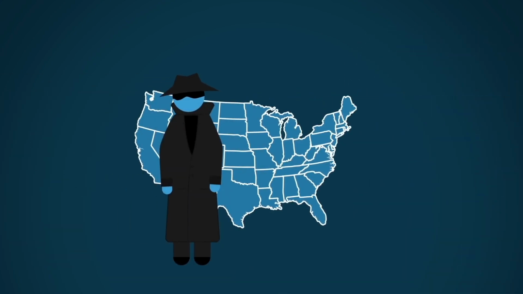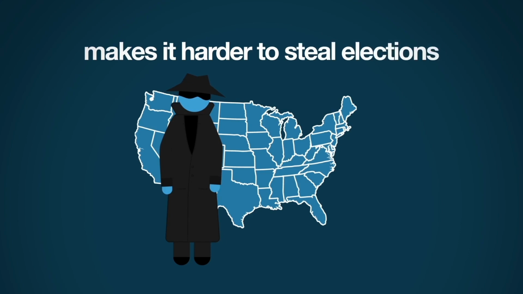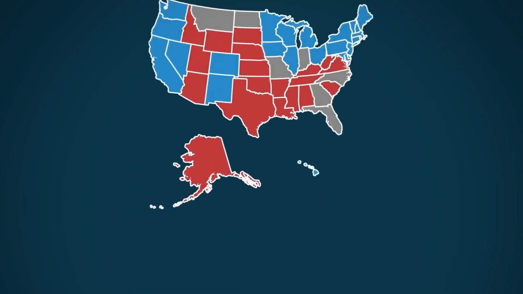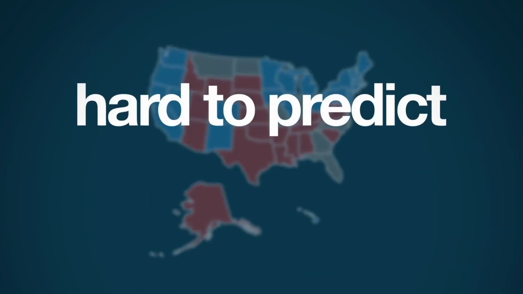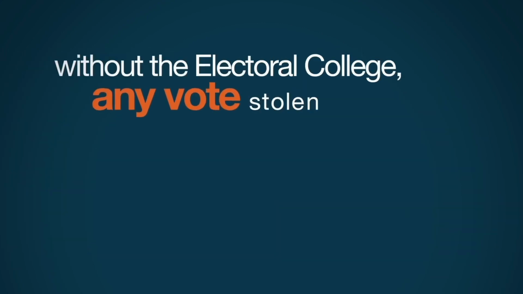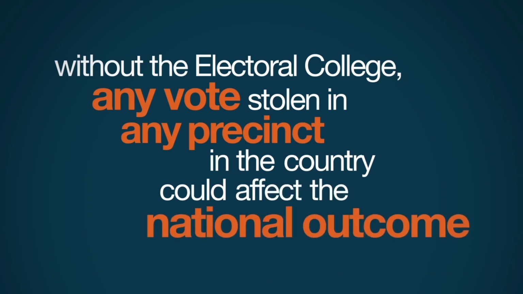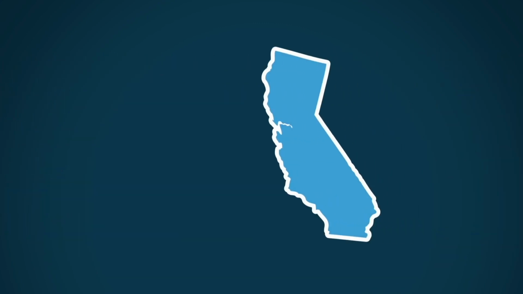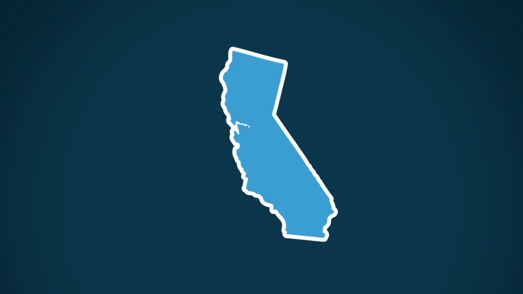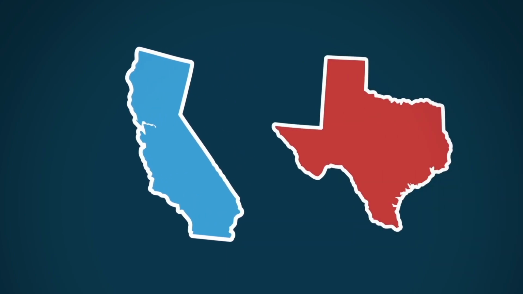The Electoral College also makes it harder to steal elections. Votes must be stolen in the right state in order to change the outcome of the Electoral College. With so many swing states, this is hard to predict and hard to do. But without the Electoral College, any vote stolen in any precinct in the country could affect the national outcome, even if that vote was easily stolen in the bluest California precinct or the reddest Texas one.